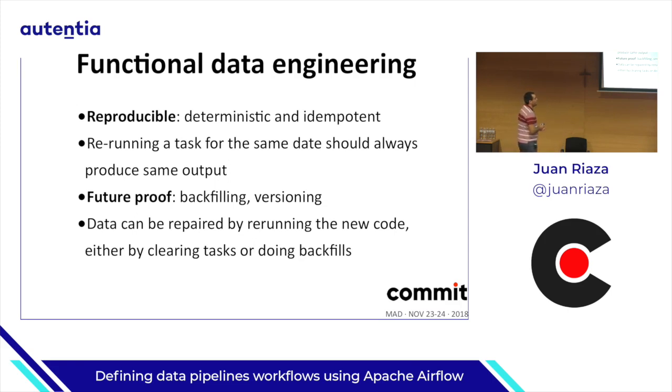It will be reproducible. That means it's deterministic: same input, same output. Pretty simple. And idempotent. So rerunning a task for the same date should always produce the same output. In my case, it's safe to rerun a task from 3 days ago, no side effect. Future-proof, that means backfilling and versioning. So data can be repaired by rerunning the new code, either by clearing tasks or doing backfills. If the ETL has a bug, no problem. We'll just rerun it.